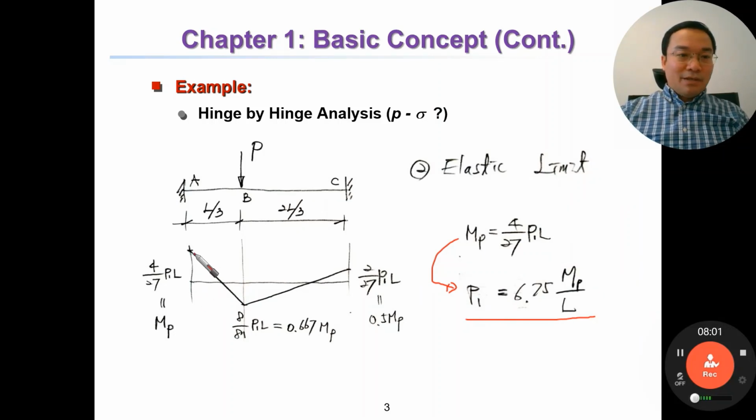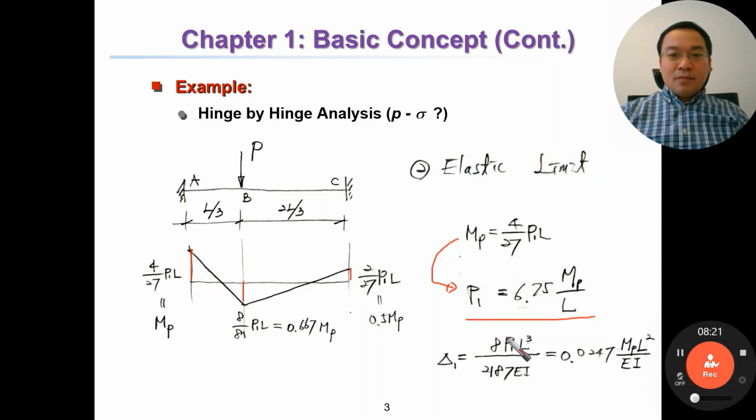So please remember this value MP, and here is 0.667 MP, and this section is 0.5 MP. Okay, because we will use this one and the superposition method to solve the next step. And the maximum deflection here due to P1 is θ1. So the deflection θ1 equals this.